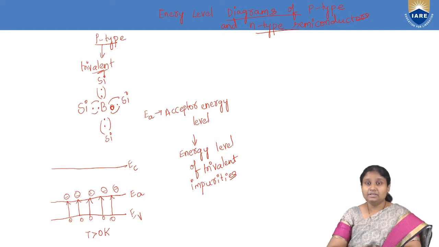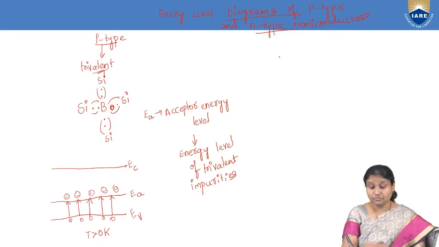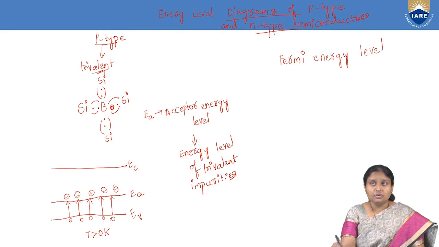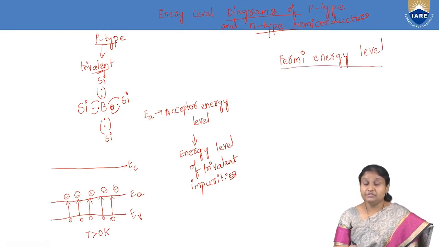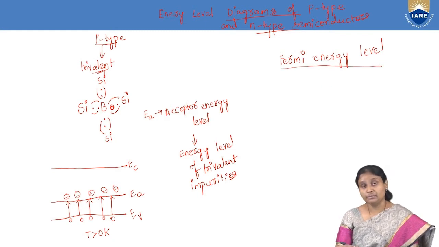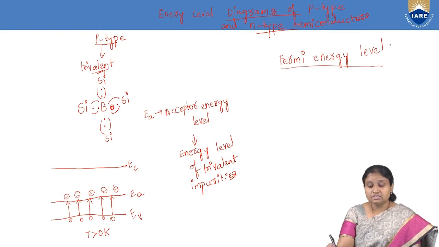And we know that there exists one Fermi level. Now I'm going to talk about the Fermi level. What is the Fermi level? It is also called the Fermi energy level. The location of this Fermi energy level is going to be different in different types of semiconductors. Also, its location is going to change with temperature. Generally, the Fermi energy level is defined by EF.